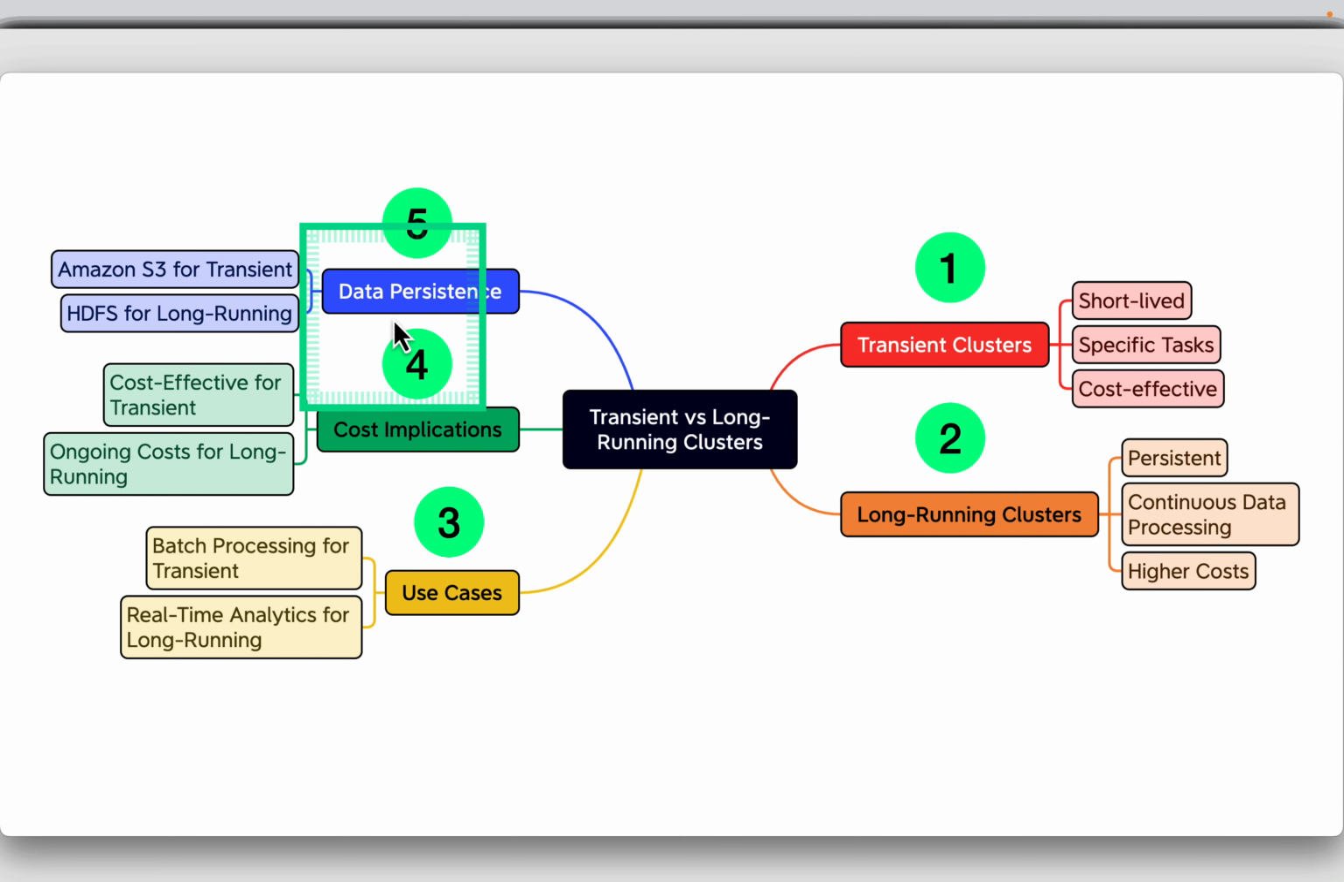Data persistence. In transient cluster, data is often stored in Amazon S3 to ensure persistence after termination. But in long-running clusters, they may use HDFS also for longer data retention within the cluster. So it's up to you. Long-running clusters can also use HDFS or S3 both. But for transient cluster, we will be using mostly S3 because they will come and go, and we don't want to lose data.